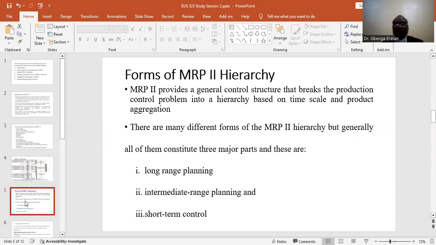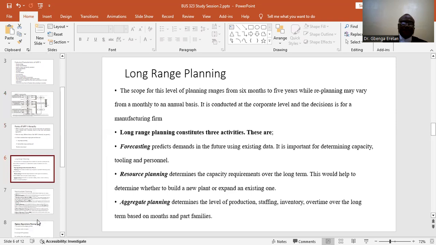We therefore move on to forms of the MRP2 hierarchy. MRP2 provides a general control structure that breaks the production control problem into a hierarchy based on time scale and product aggregation. There are many forms of the MRP hierarchy, and they can generally be classified into three: one, long-range planning; two, intermediate planning; and three, short-term planning.